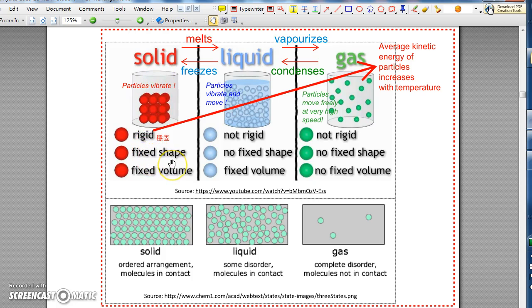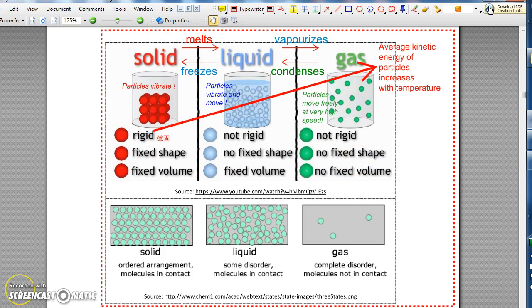It has a fixed shape. A liquid and gas have no fixed shape. Why? Liquid and gas can flow because particles may move anywhere.